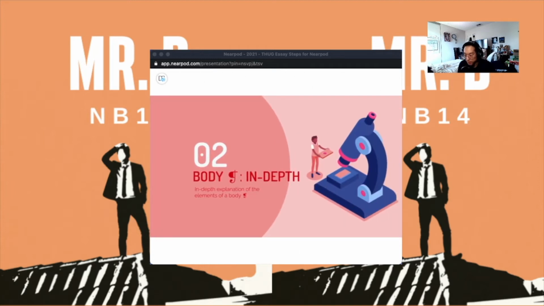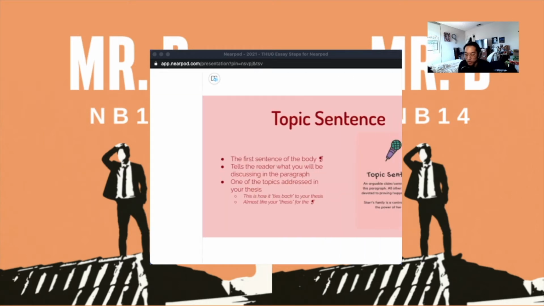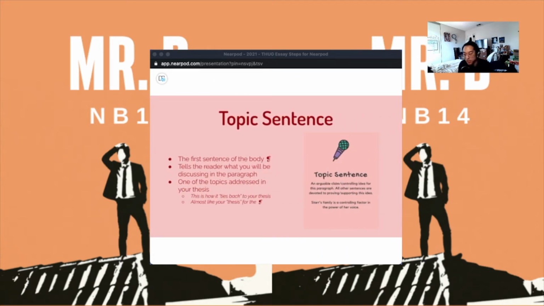All right, let's go in depth into each of these parts of the body paragraph. So we're going to go through each of the things: topic sentence, lead-in, evidence, citation, analysis, and concluding sentence. And we're going to get us started with the topic sentence. So this is the very first sentence of the body paragraph. This is where you're going to tell your reader what you're going to be discussing and one of the topics that's addressed in your thesis statement.